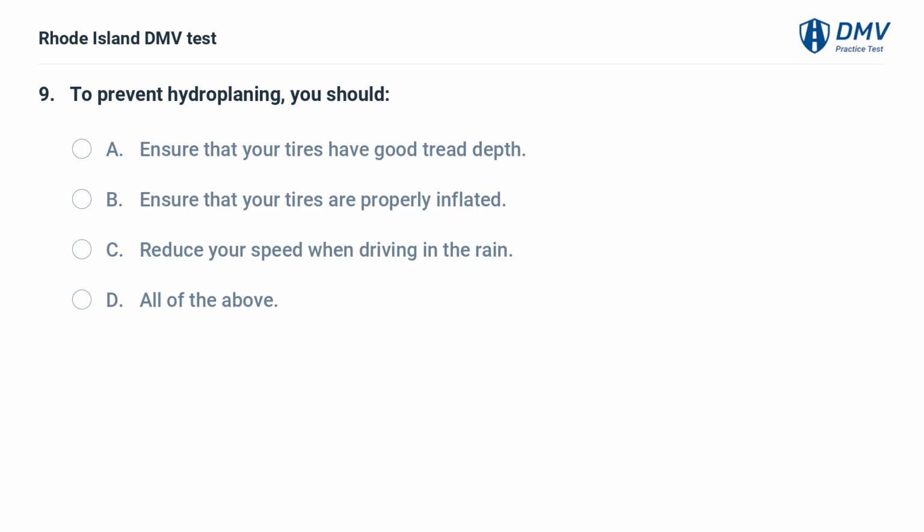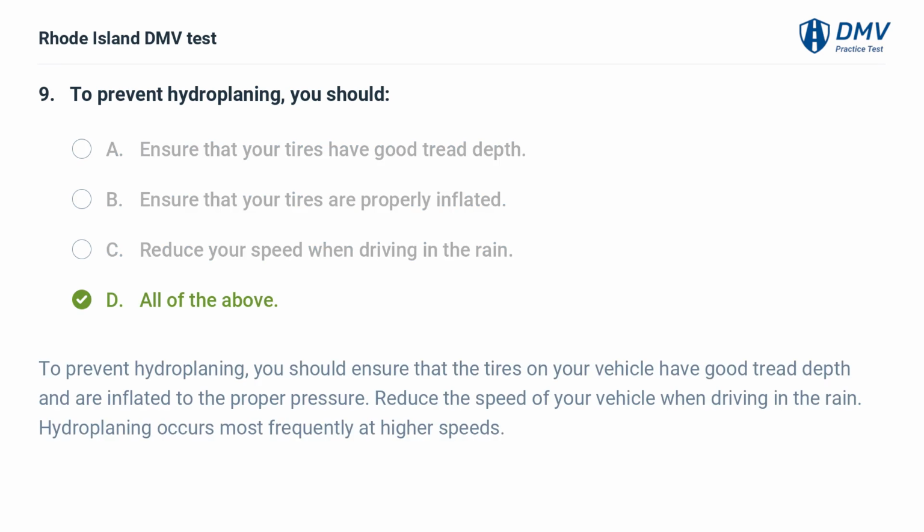To prevent hydroplaning, you should: A. Ensure that your tires have good tread depth. B. Ensure that your tires are properly inflated. C. Reduce your speed when driving in the rain. D. All of the above. D. All of the above. To prevent hydroplaning, you should ensure that the tires on your vehicle have good tread depth and are inflated to the proper pressure. Reduce the speed of your vehicle when driving in the rain. Hydroplaning occurs most frequently at higher speeds.